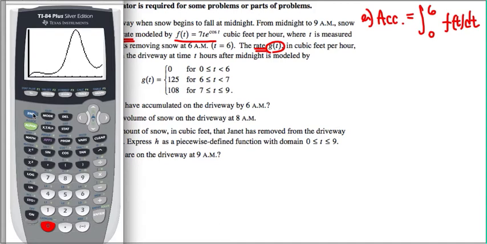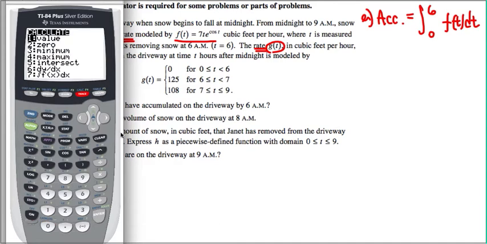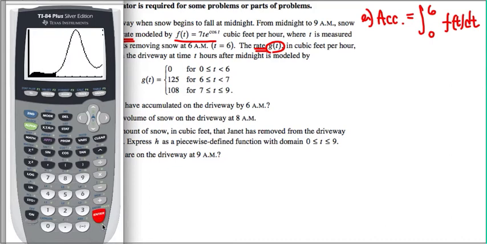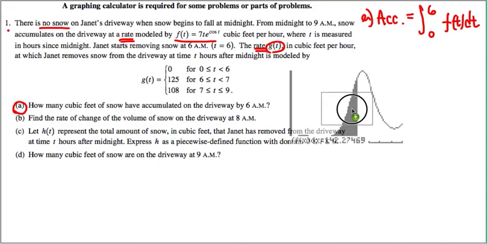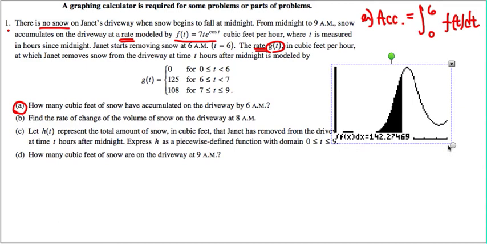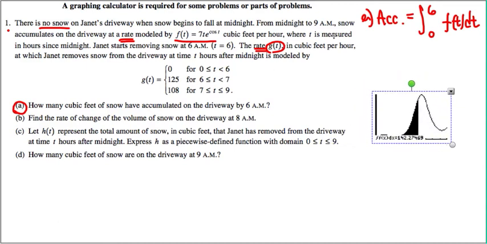Accumulation from 0 through 6 can be calculated by second calc, number 7 right here, that's the integration. Lower limit will be equal to 0. Upper limit will be equal to 6. And there it goes. So the answer was 142.27 cubic feet. Alright, that was part A.